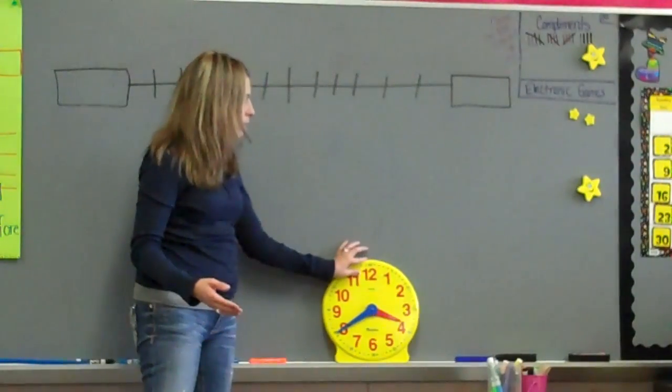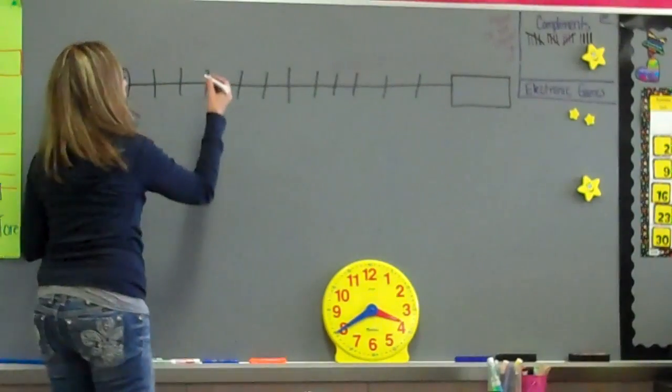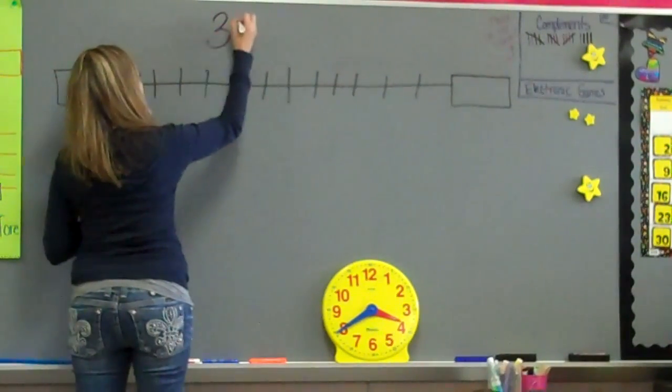So the very first thing I'm going to do is write what time it is. So what time was it? 3:40. 3:40. Jacob, sit down.